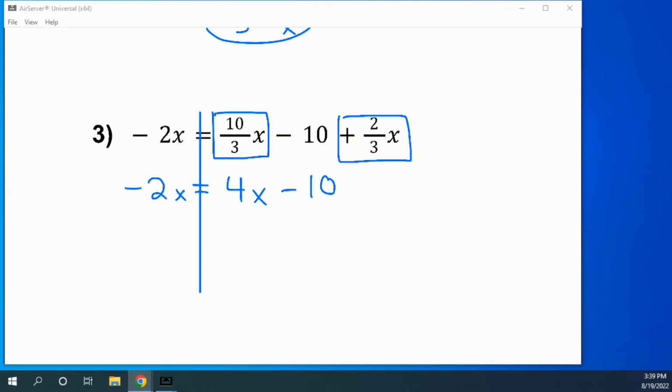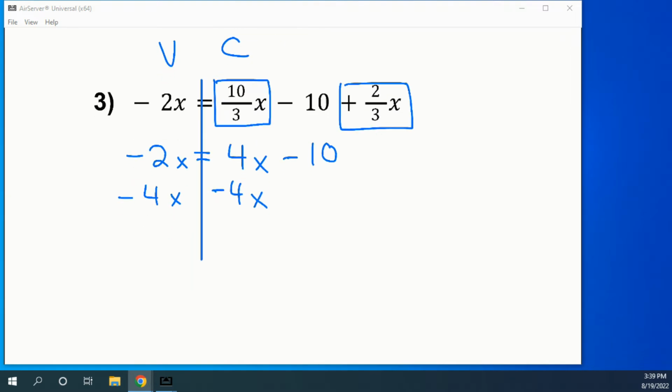We have to get our variables on one side. Still the same steps. So my variable terms are not on the same side. What I would do though, if I'm looking at this -10, that's a constant. So in my head, that's already going to be the constant side, which means the left side is going to be my variable side. So I'm going to subtract 4x here. Not that you can't add the 2x, but what you'll get if you add the 2x is you'll get a 0 on the left side of the equation. So I'm going to subtract this 4x.